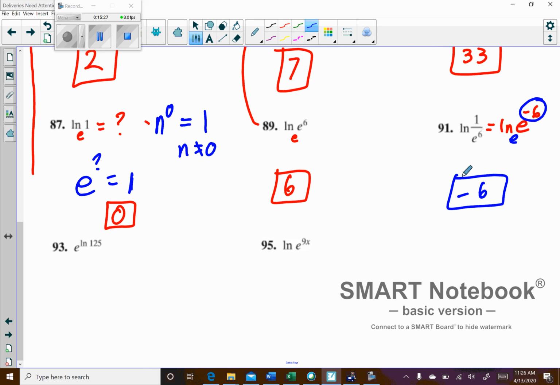Okay, so basically I was able to rewrite it like 89. I had to manipulate this to the reciprocal, which then changes the sign of my exponent, and then that's my answer right there.